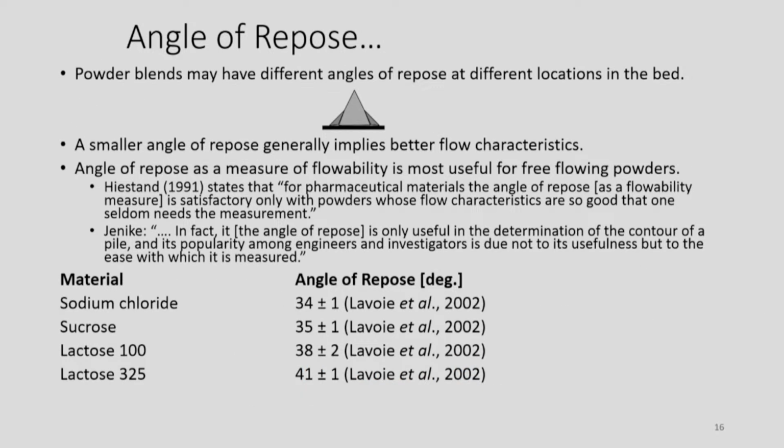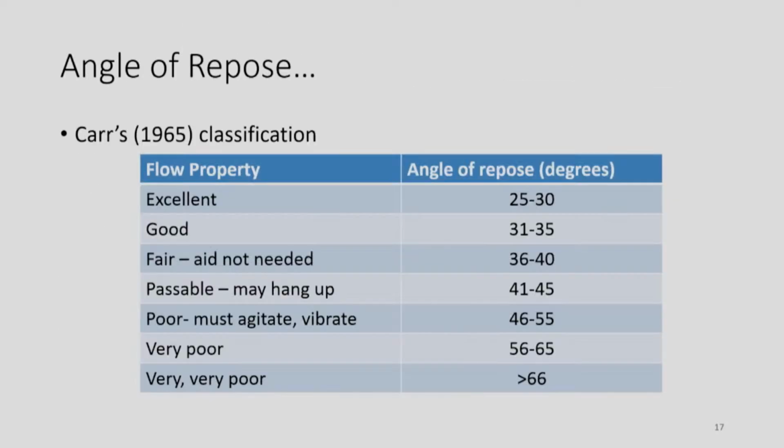Powder blends may have different angles of repose, so it will be difficult to characterize. In general, smaller angles indicate better flow than larger angle of repose powders, right? Some examples here: when you compare sodium chloride and lactose, sodium chloride may have a better flow property than lactose, okay?